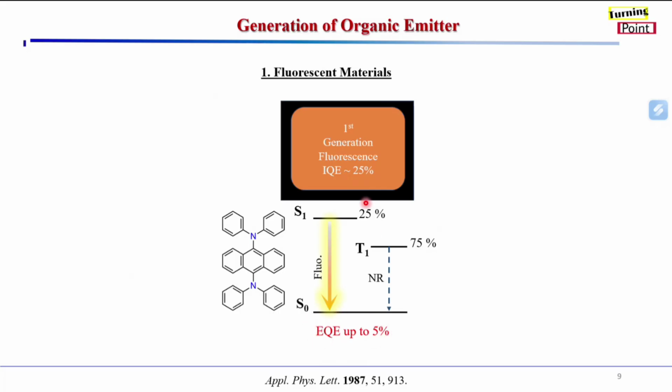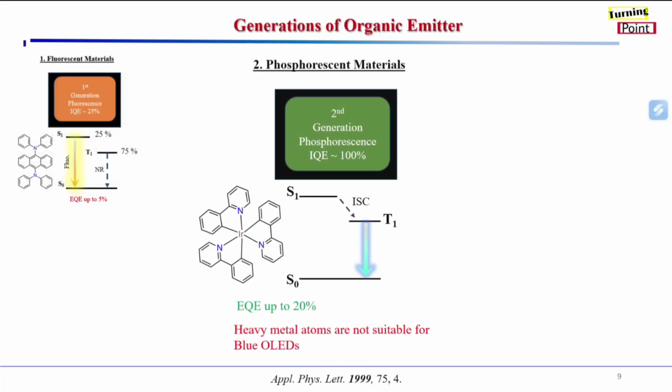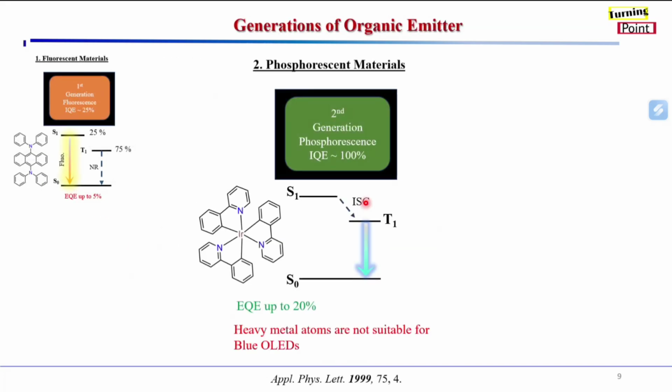Due to this inefficiency, the second generation emitters, which are based on phosphorescence materials, have been explored, where the singlet excitons are converted into triplet excitons via the intersystem crossing process. Most phosphorescence molecules contain heavy metals or heavy atoms, which enhance the intersystem crossing process. Therefore, the maximum internal quantum efficiency reaches up to 100% and external quantum efficiency reaches up to 20%. But the problem here is that the energy gap between T1 and S0 is too low, which is not suitable for blue light emission.